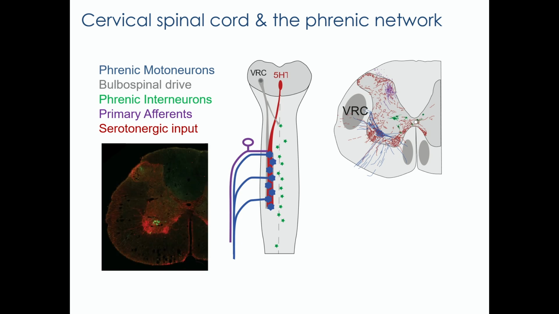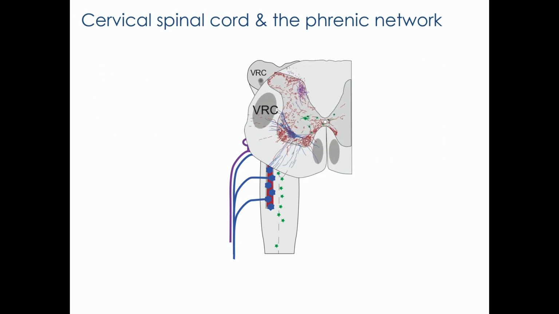And this is just showing you the innervation of the serotonergic axons into the cervical spinal cord normally and how they innervate that ventral horn and motor neuron pool.